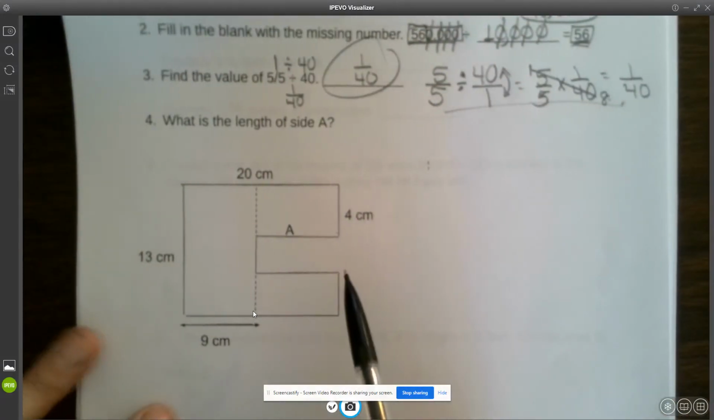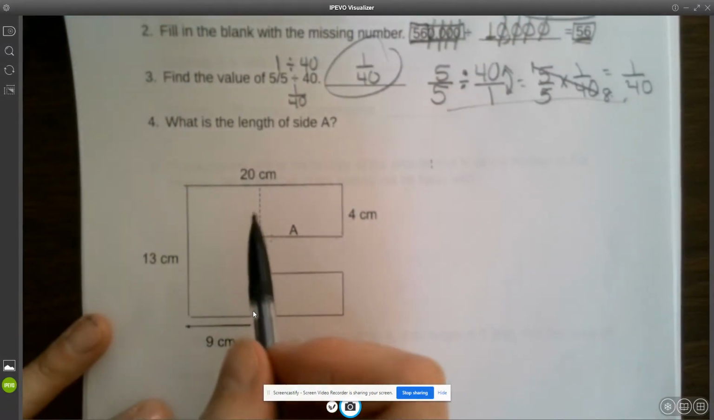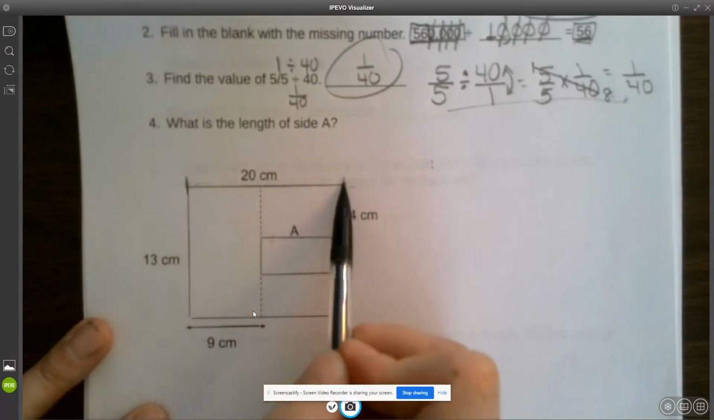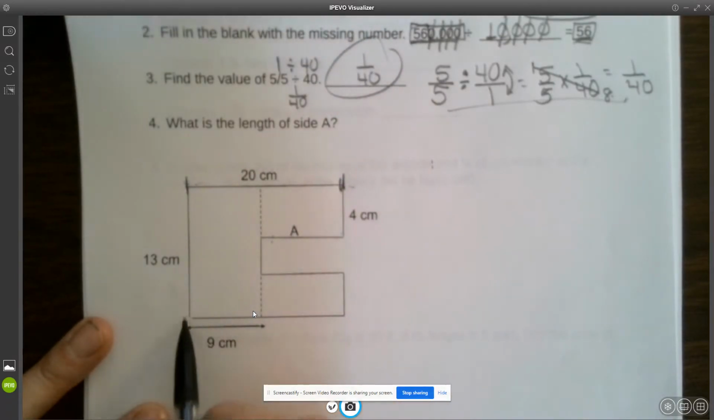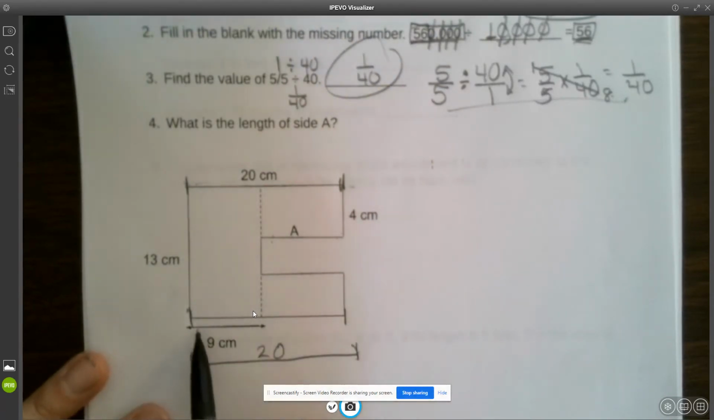So now I have to figure out what this side A is. Well, I can see from here to here, it is 20. So if from here to here is 20, that means from here to here is 20. So from here to here is 20. It says from here to here is 9. From here to here is 20. Well, I know that from here to here is 20.